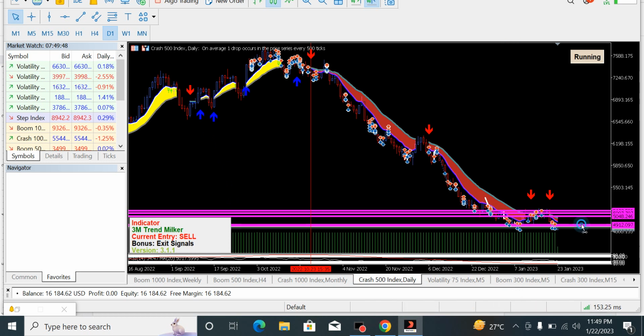So guys, this is Crash 500, still on daily time frame, and I'm still using the 3M Trend Milka trading indicator to do my analysis right here.